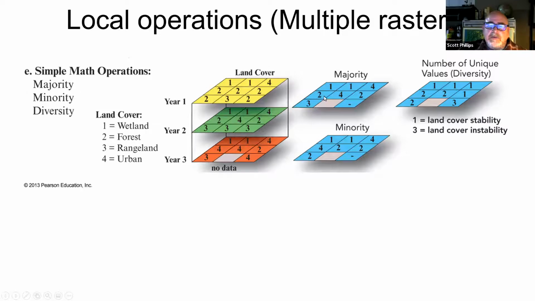or you can ask, of these 3 different rasters, what is the majority? Most of these are 1s, most of these are 4s, and so on. You can do the number of unique values, the diversity. So this one here, we had 4s and 2s, so that's 2 separate types of numbers. Here we had a 4, a 3, and a 2. We had 3 different unique numbers between them.